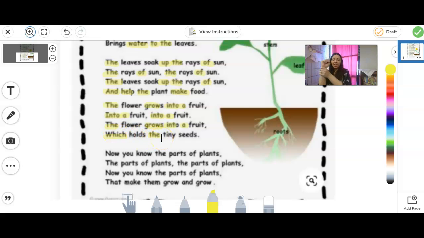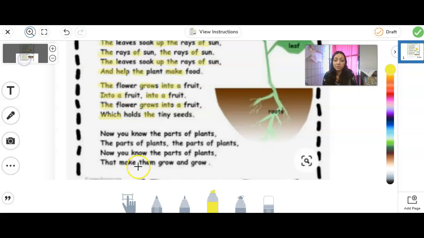So what you're going to do is you're going to act like you're a flower. So remember, a flower opens up. Are you ready? So the flower grows into a fruit, into a fruit. The flower grows into a fruit. And then you're going to say, which holds the tiny seeds.